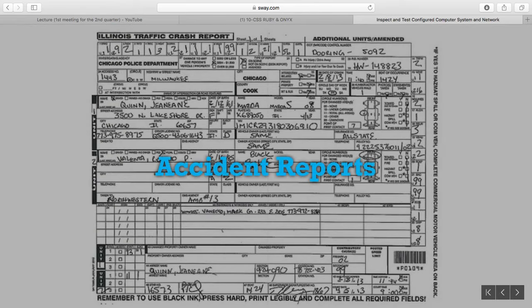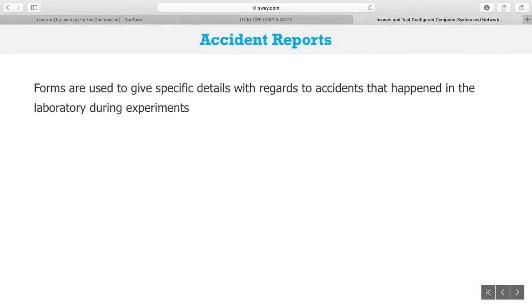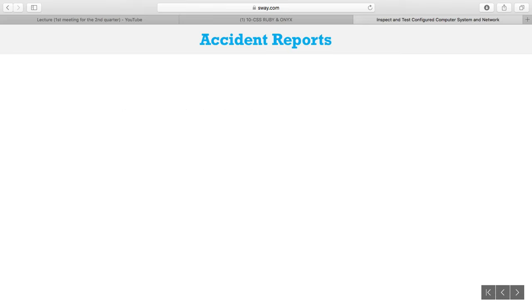Okay, so we use an accident report form if there are hazards that are evident in the workplace. An accident report form is a form used to give specific details of the accidents that happen in the laboratory during experiments. So it means you cannot produce an accident report if there are no accidents. You will only need to do an accident report if there are accidents that happened, like cuts, what else? Electrocutions, ganyan. Fractures, bone fractures, something like that.